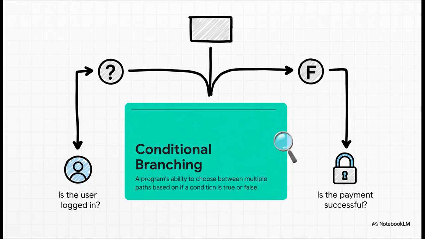So, what is conditional branching, really? Well, at its core, it's just a program's ability to choose a path. It asks a super simple question that can only have a yes or no, a true or false answer. Is the user logged in? True or false? Was the payment successful? True or false? And based on that simple answer, it knows exactly which way to go.